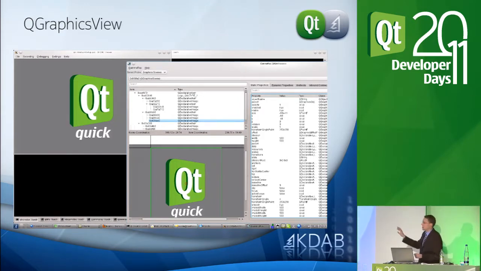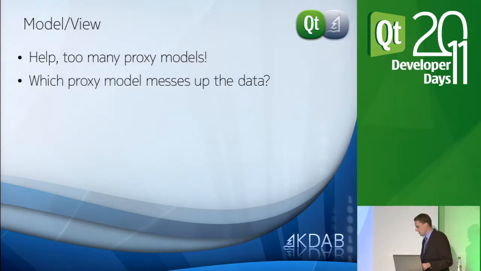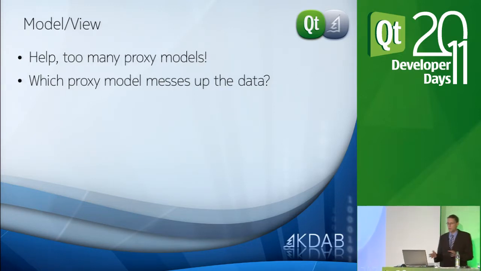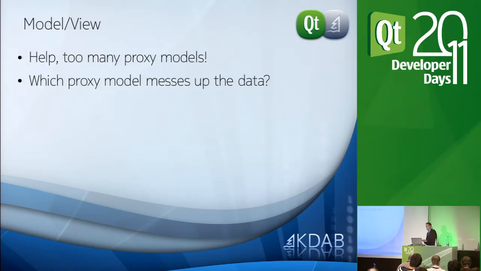And I also can zoom out there and see items that got lost somewhere in the outside. Yeah, model view I mentioned a few times already. It's probably the most complex framework in Qt, so it's also the one where you could probably use tool support the most.